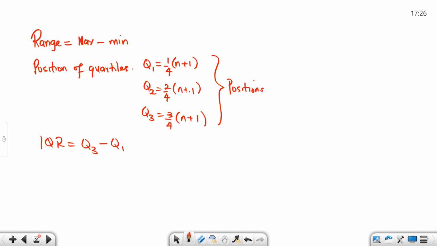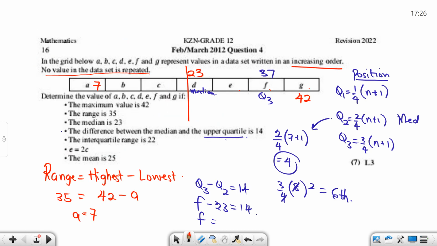Okay, I'll show you how to get your outlier. Okay, so this is our rough page where we're doing our work, right? Where are we now? Interquartile range is Q3 minus Q1. So 22 equals Q3 minus Q1. Did we get Q3 already? Okay, 22 equals 37 minus what? Q1. What is our Q1?